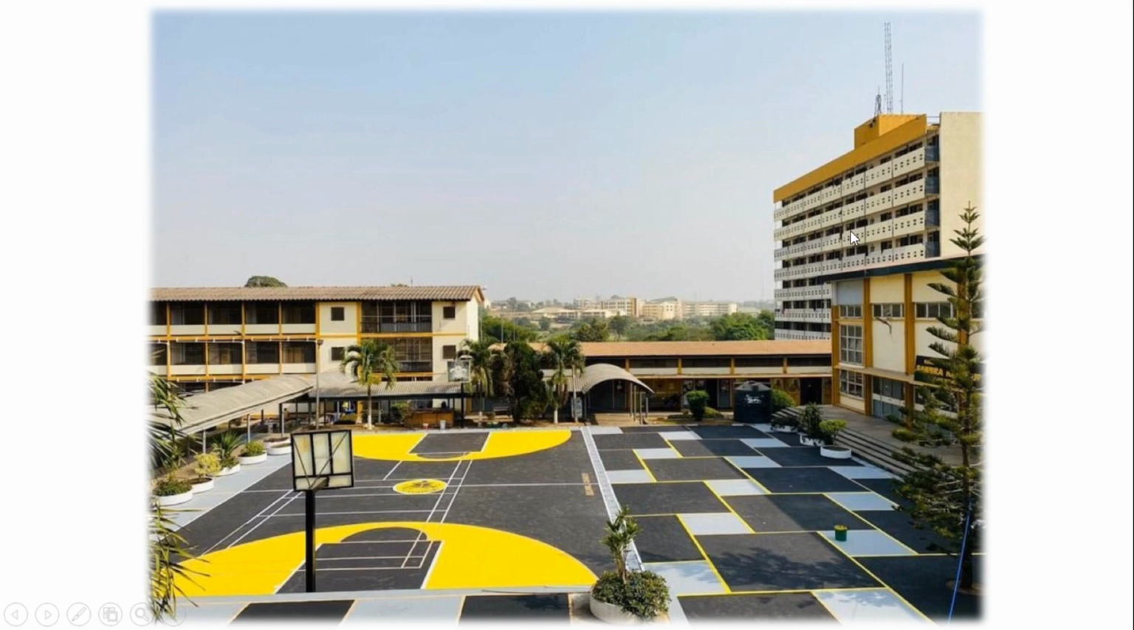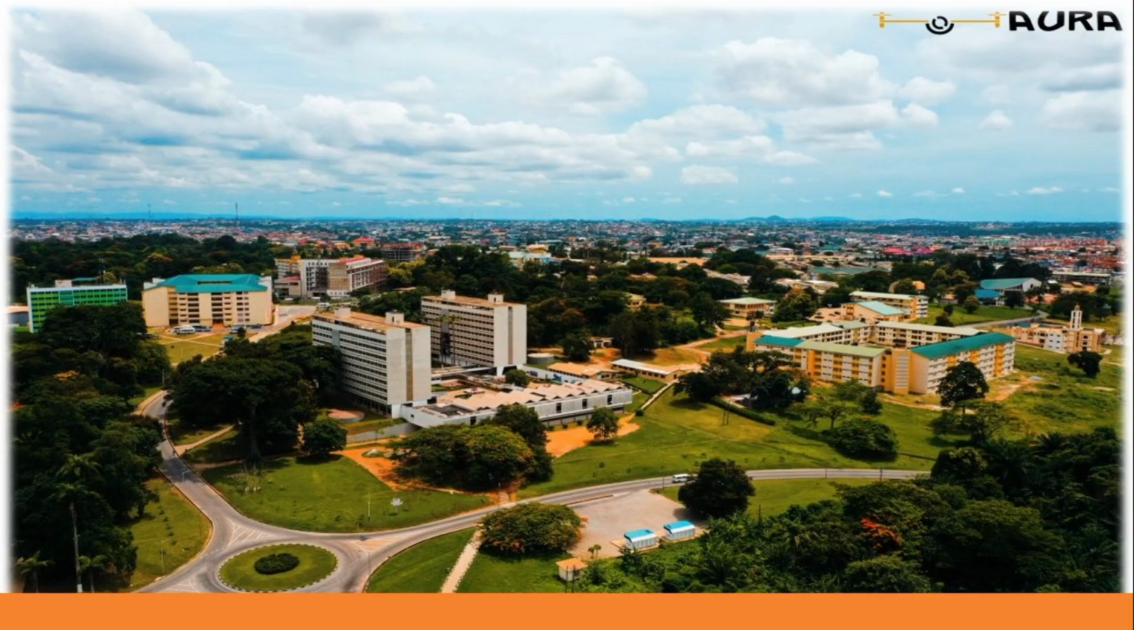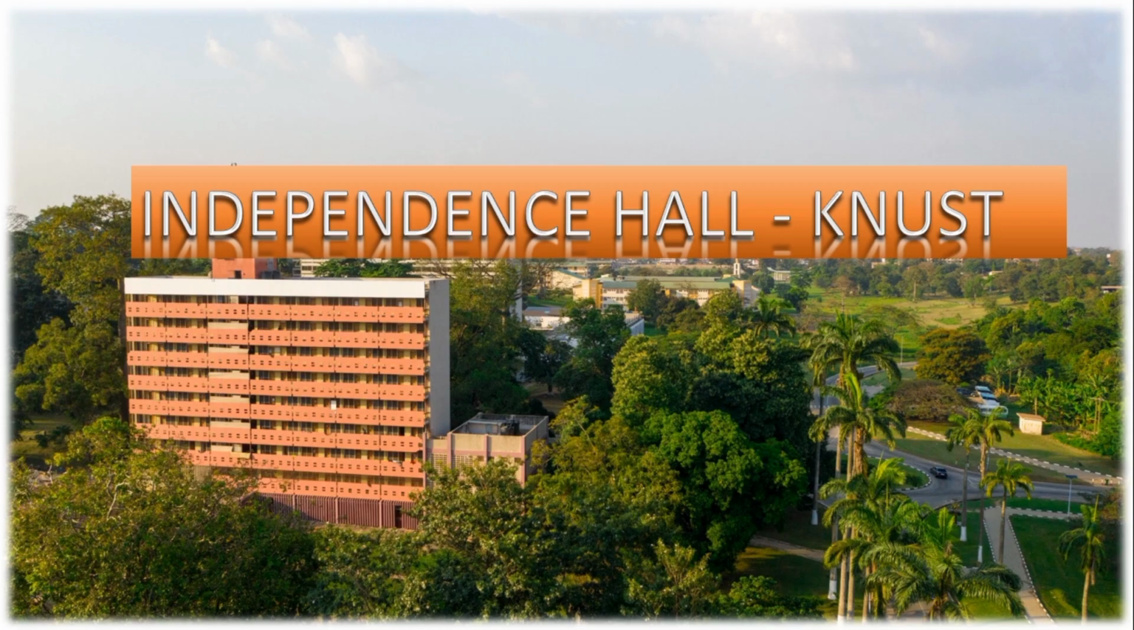But then look at this. This is Independence Hall, and this is the annex of Independence Hall. As you can see, the annexes are all storey buildings. They have 8 floors, 12 rooms on each floor. That's how the annexes are built.